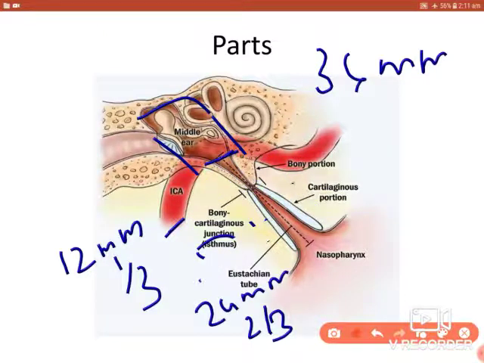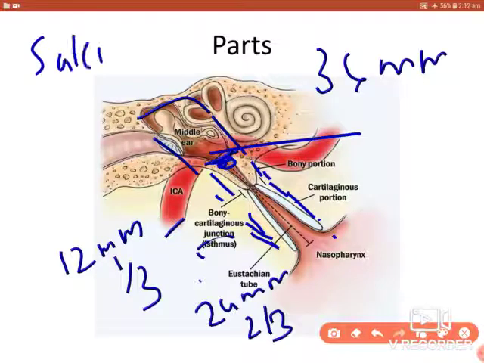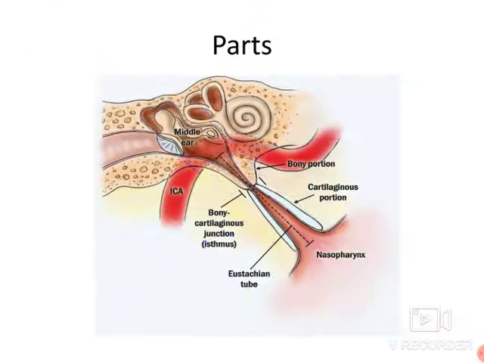This auditory tube directs downwards, forwards and medially from the anterior wall of the tympanic cavity to the nasopharynx. Then the cartilaginous part is also in the same direction, downwards, forwards and medially through a groove on the undersurface of the base of the skull. That groove is called the sulcus tubae, that you can see on the base of the skull, at the articulation between the greater wing of the sphenoid and the petrous part of the temporal bone.